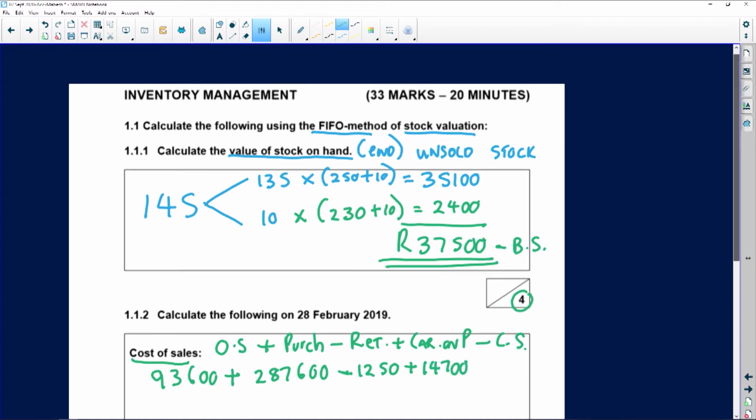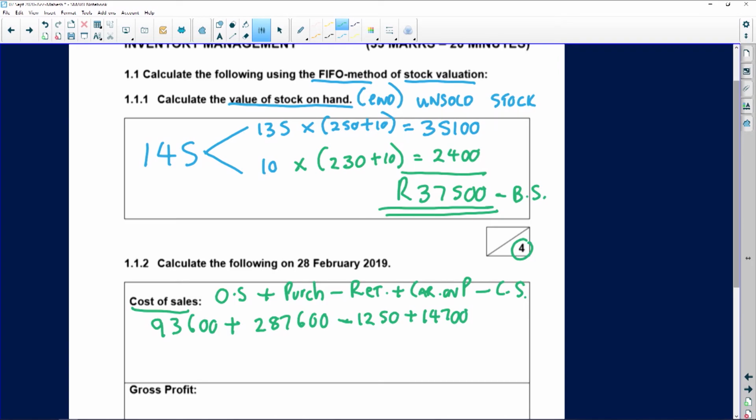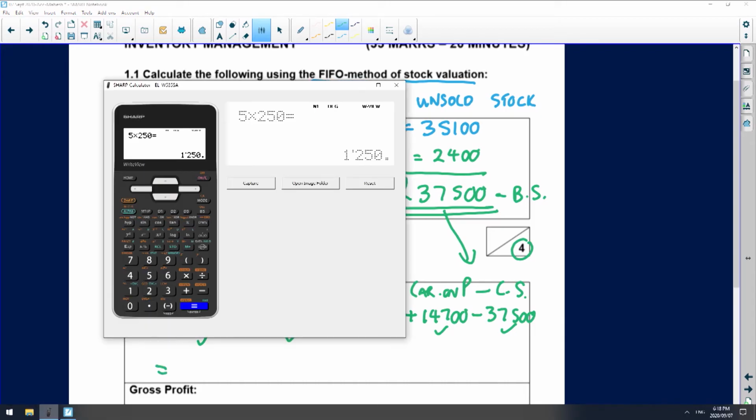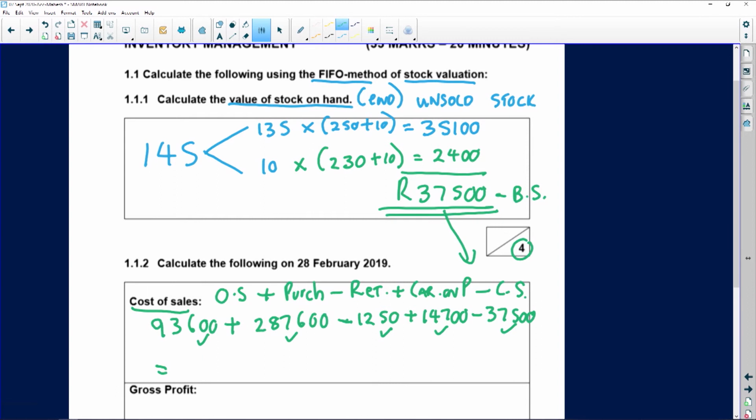So let's include that in our calculation, plus 14,700. And then finally, closing stock needs to be subtracted. So remember, we calculated closing stock in the first question. So we're now going to minus 37,500. Okay, so as you can see, guys, 1, 2, 3, 4, 5 marks for this particular calculation. So let's calculate our cost of sales. So now it shouldn't be that difficult. Let's get that out again.